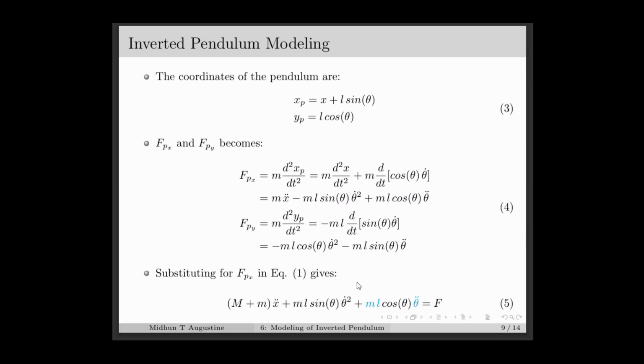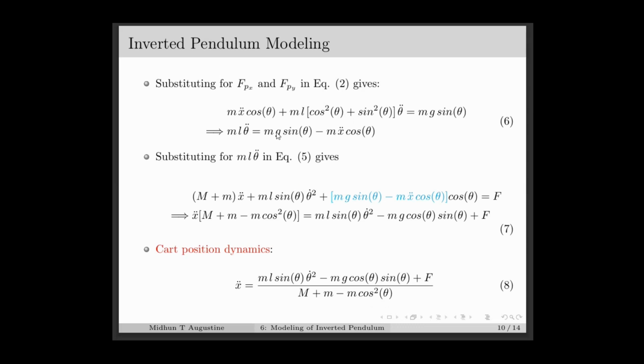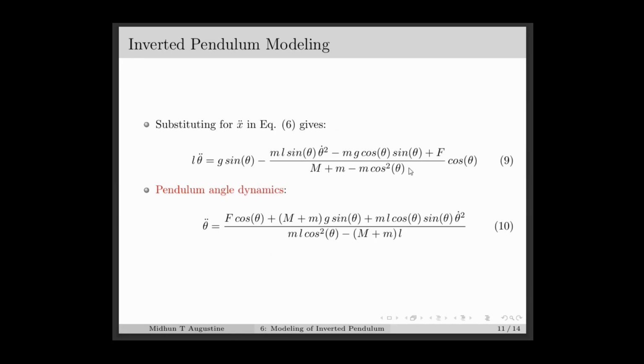Now in equation 5, we have the term ml theta double dot, and here we have an expression for ml theta double dot as mg sin theta minus m x double dot cos theta. By substituting this in equation number 5, we obtain equation number 7. Then we can take this term to the right hand side, which will give x double dot as in equation number 8. Now in this equation, the small m is common to all terms, which can be cancelled. And we have x double dot, for which we can substitute from equation 8. This will result in equation number 9. By dividing by L and rearranging terms, we obtain theta double dot as in equation number 10.